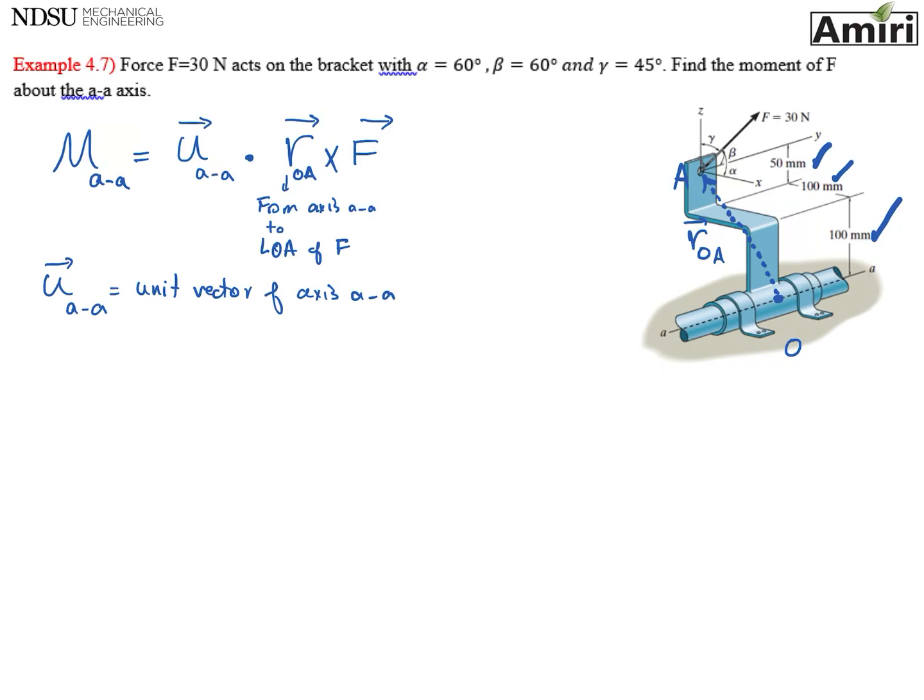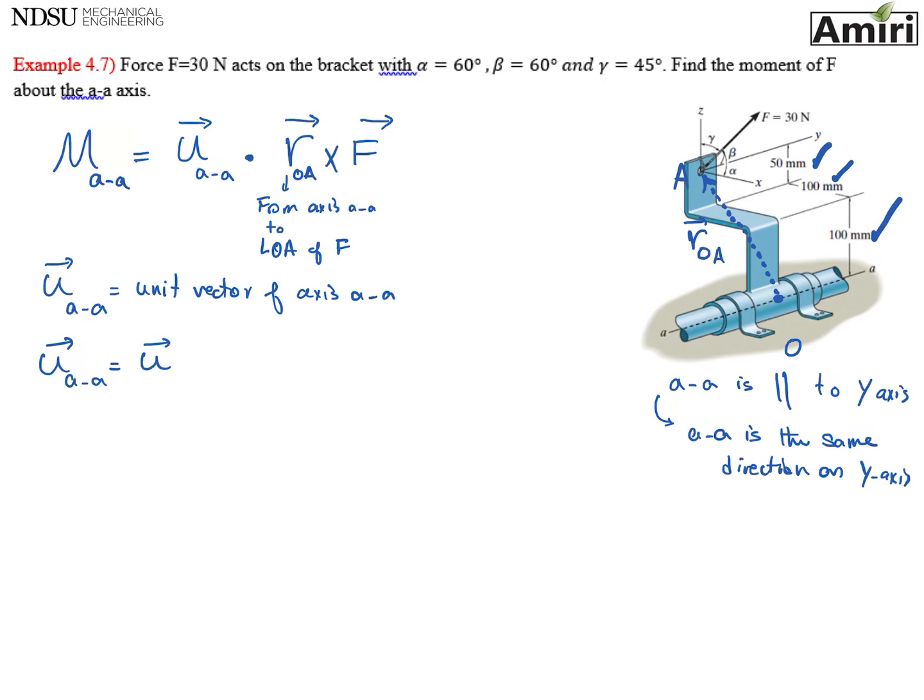But one thing we know, which the problem probably should have mentioned, but I'm just going to assume that AA is parallel to the y-axis. What that means for me is that AA is the same direction as the y-axis. So that solves the problem for me. All I have to do is take the unit vector of AA the same as the unit vector of the y-axis, which is 0i, 1j, and 0k. And that's all I need.